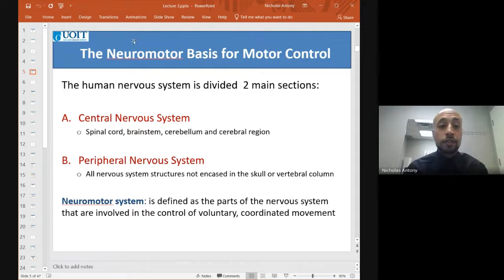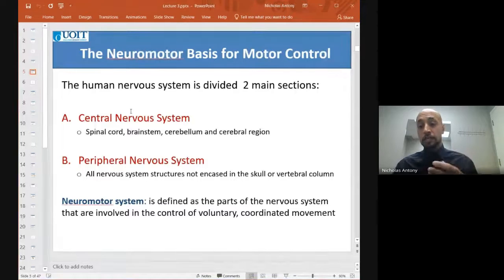We have the central nervous system, which is everything encased in bone. So that would be everything in the skull and the vertebral column. That would be our brain, our brainstem, our cerebellum, as well as our spinal cord, everything encased. So that's called the central nervous system.